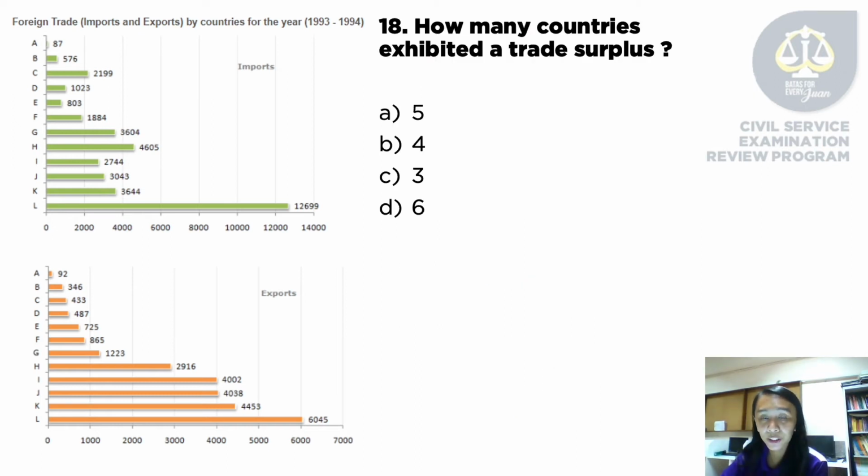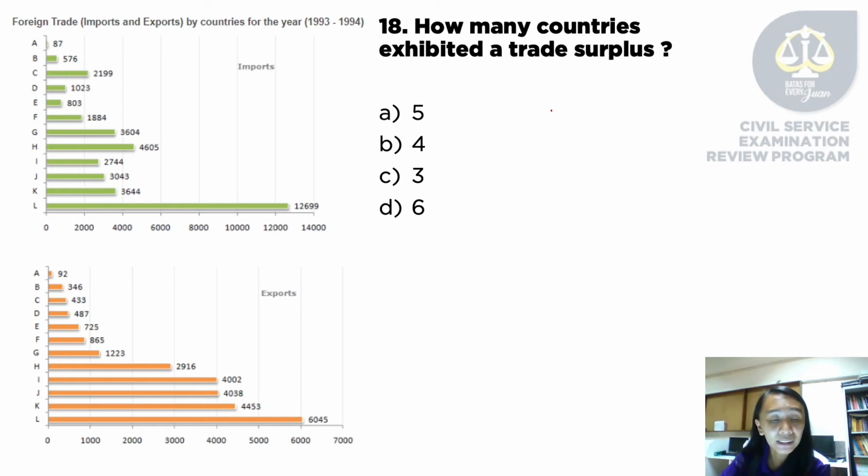Question number 18. How many countries exhibited a trade surplus? When we say trade surplus, your exports are greater than your imports. On the other hand, we say trade deficit if our imports are higher than our exports. For country L, its imports are higher, which means we have a trade deficit for country L. Out of the total 12 countries, 8 showed a deficit while 4 showed a surplus.